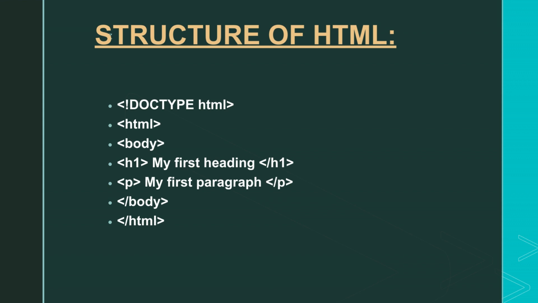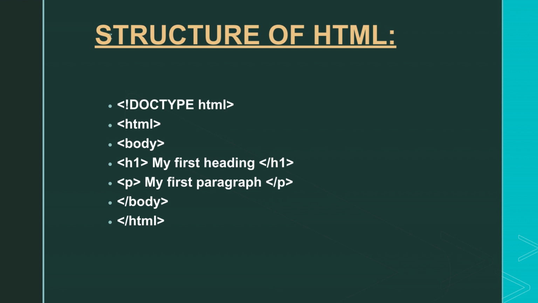Then the body element defines the document's body and is the container of all the visible contents such as headings, paragraphs, images, hyperlinks, tables, lists, etc. Here is h1, that is my first heading. That element defines the large heading. Again, we can see in the above, how can we define the headings? Then there is p, which is paragraph, that defines the paragraph.